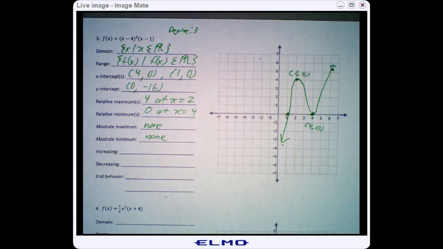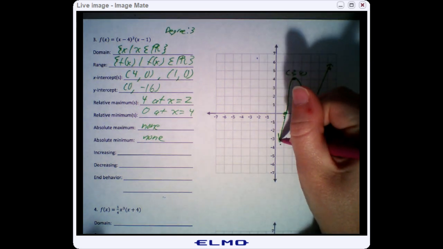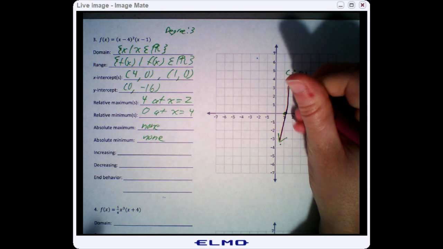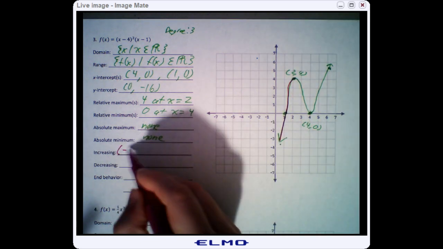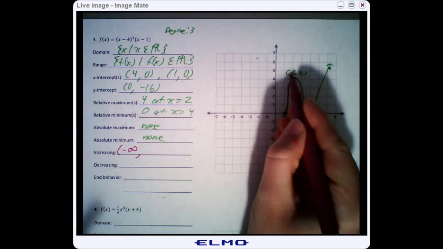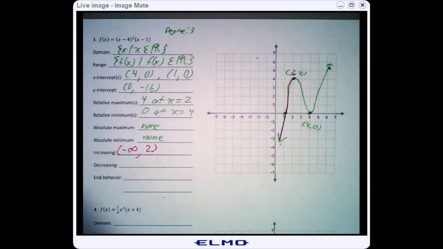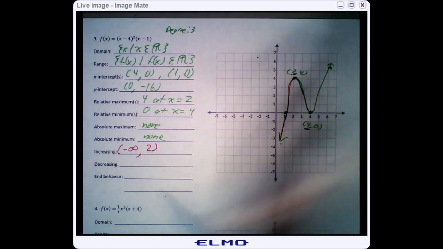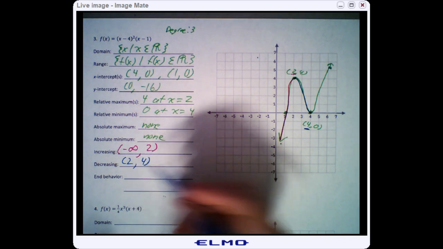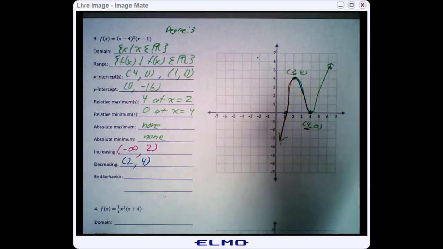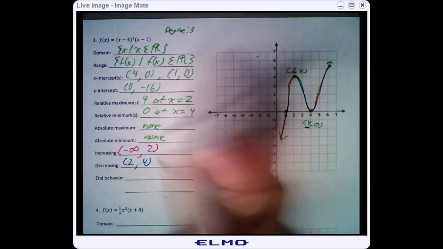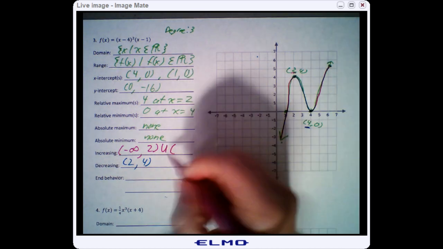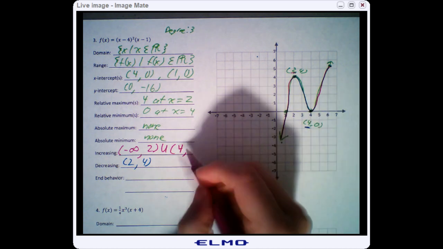Then I'm going to do increasing, decreasing from left to right. Start on the left side. And I'm increasing as I follow up, so negative infinity until, and we always take the x value, so 2. And then there, I start going down. So I'm decreasing from 2 until I hit this value here, and we always take the x value, so 4. And then I'm going up again, so that's going to be another increase. I put the union in between to say that I have more than one increase. So 4 to infinity, because I can go up forever.